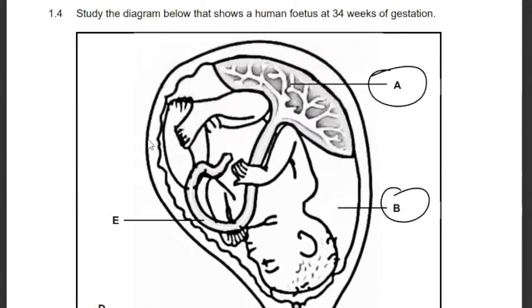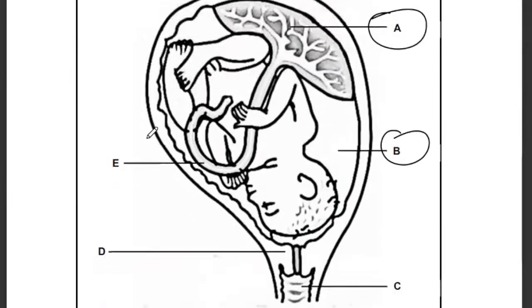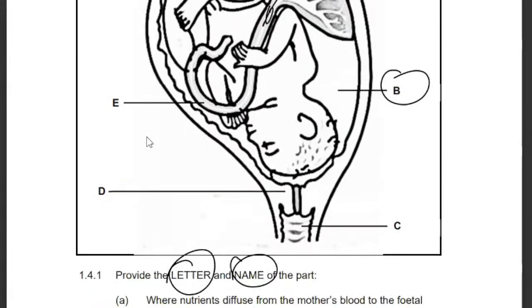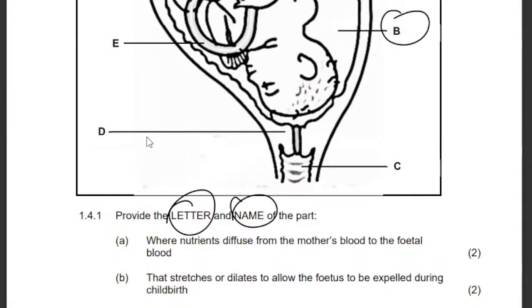So the nutrients diffuse from the mother to the fetus, here, from the mother to the fetus. So it means that is A, and the answer is placenta. And they are saying that they stretch or dilate to allow the fetus to be expelled during birth. It is the cervix. However much even the vagina stretches, this one stretches more than the vagina. Therefore, the answer becomes what?